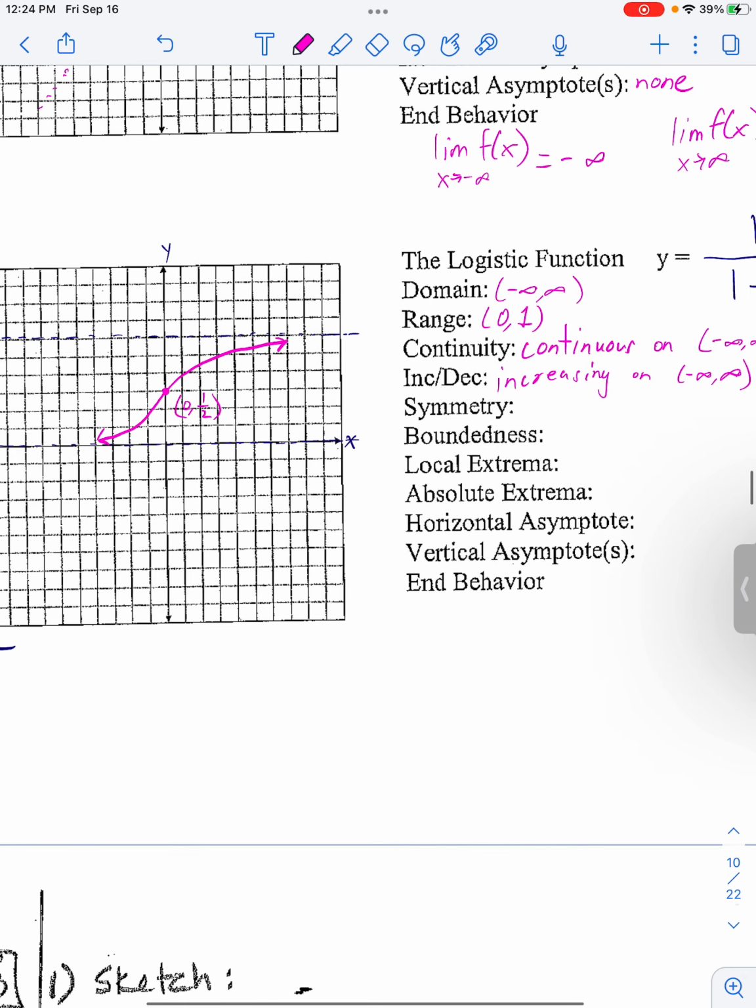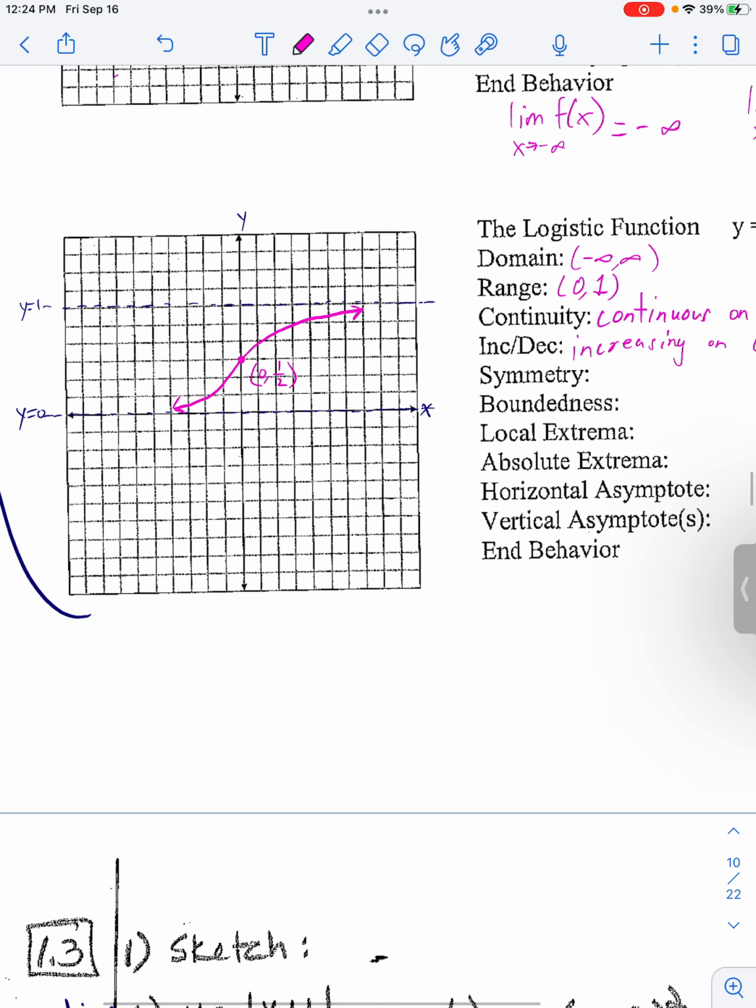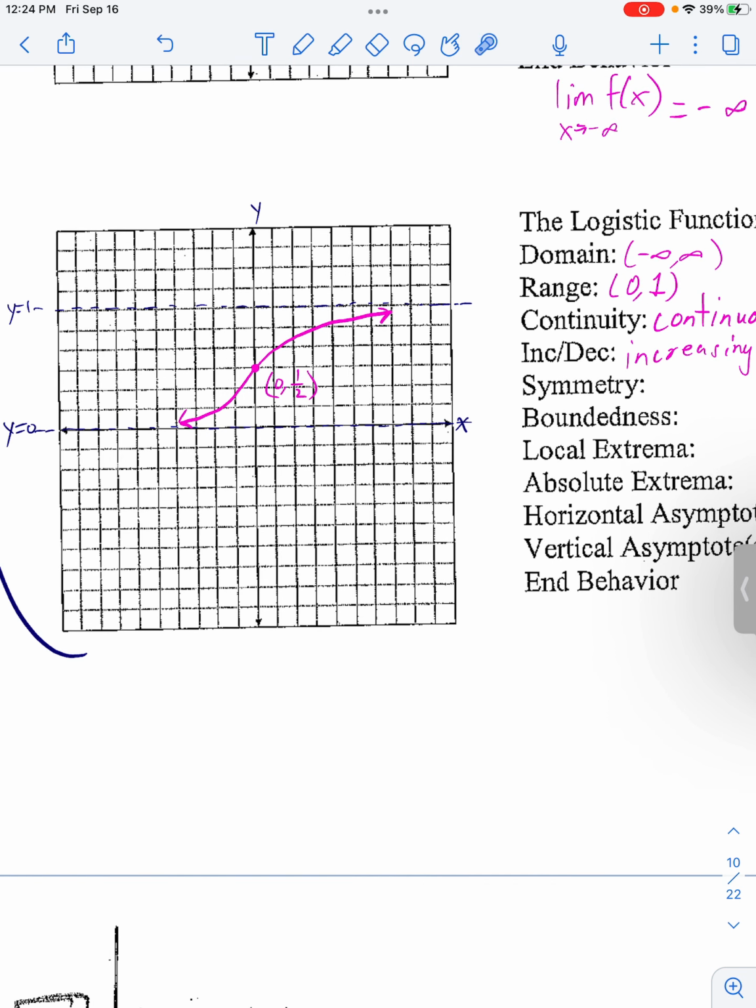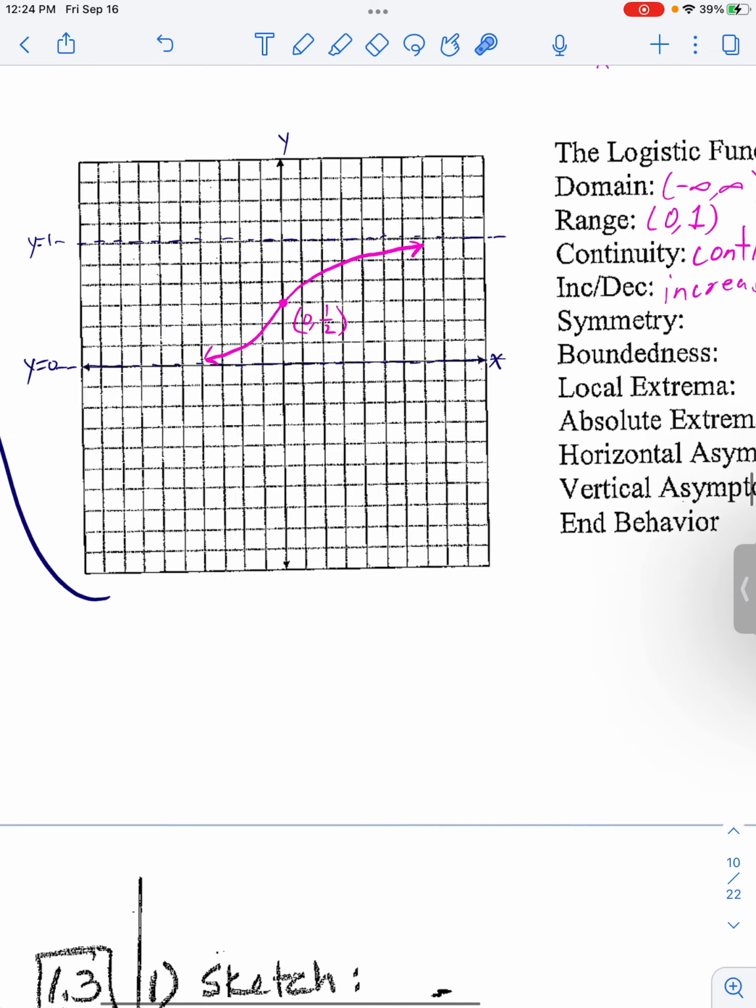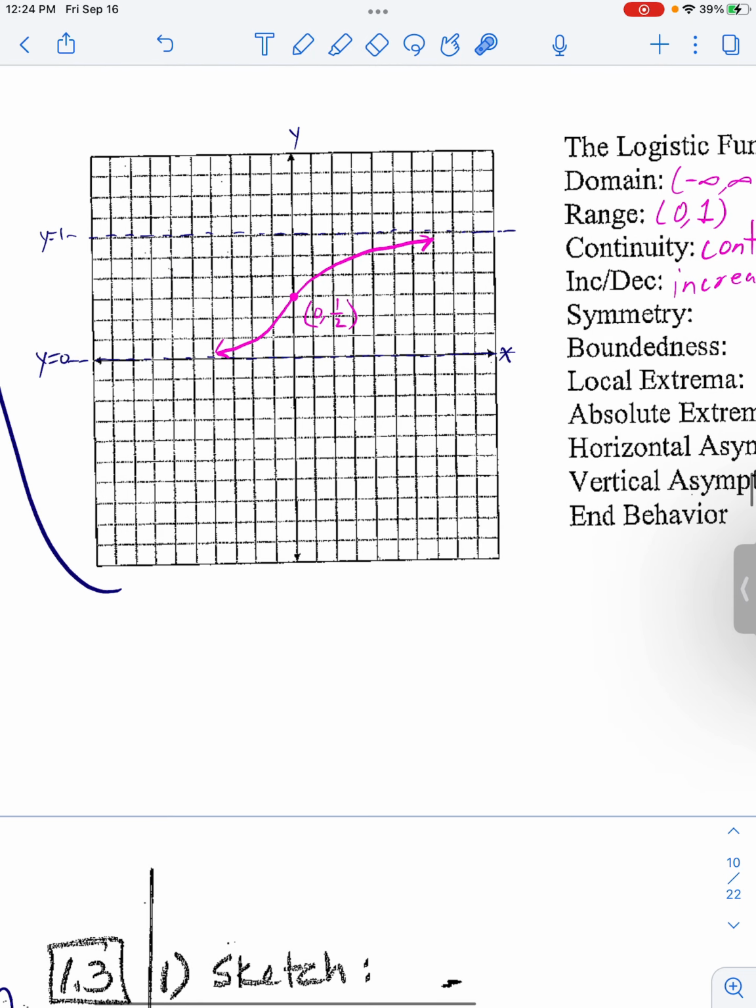Okay, symmetry. So there's no even symmetry, right? Because it's not a reflection across the y-axis. Odd symmetry, there actually isn't any odd symmetry either. Because recall, keep in mind, guys, my origin is down here.